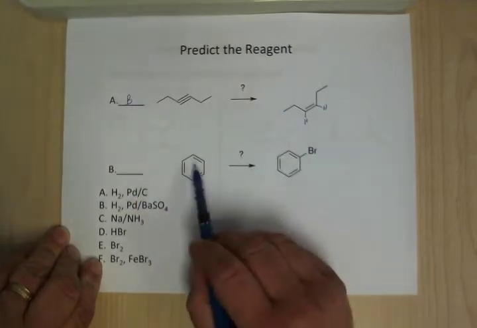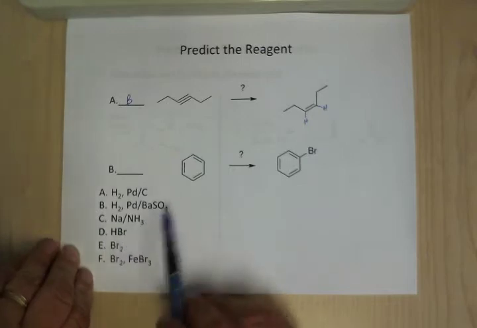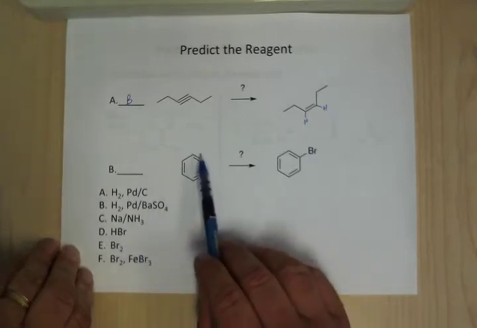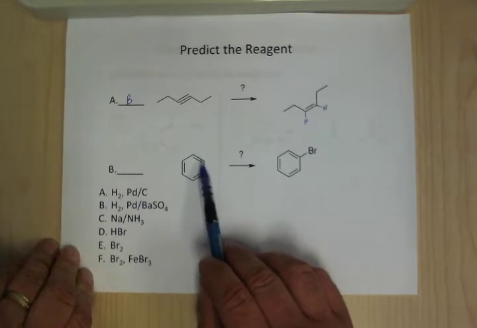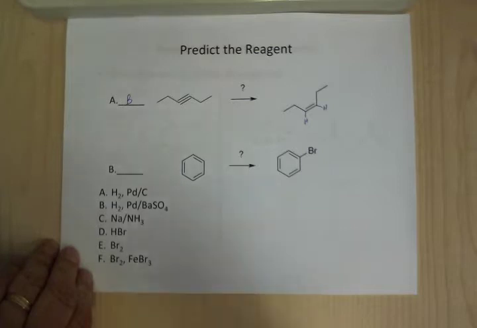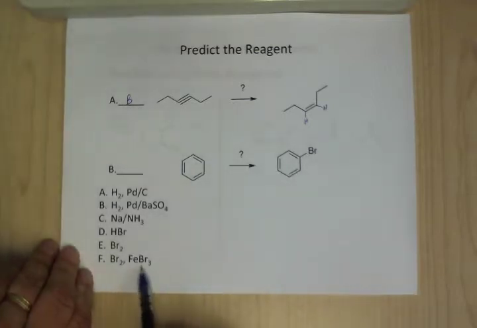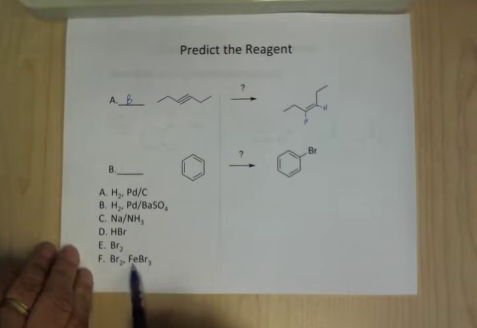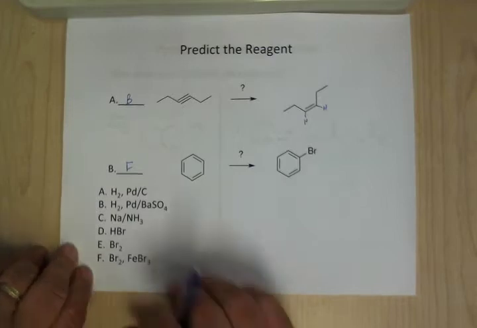Okay. Now for here, we're taking benzene and putting bromine on it. So HBr isn't going to work because we would end up busting apart the benzene. Bromine also isn't going to work because it's not activated. So what we have to do is put in a Lewis acid here. So bromine plus FeBr3. So it ends up being F there.